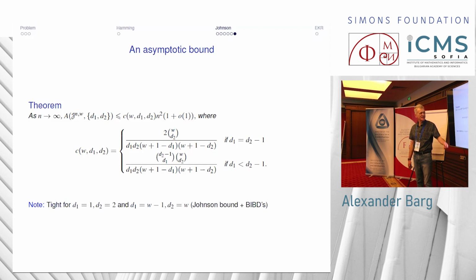Yes, and this bound is tight for two notable cases, distances 1 and 2, and w minus 1 and w. The tightness is related to the famous Johnson bound for constant weight codes, but also existence is a celebrated result of Wilson on the existence of BIBDs, balanced incomplete block designs. So sometimes it is tight, otherwise we don't know, but anyway we have this asymptotic result.